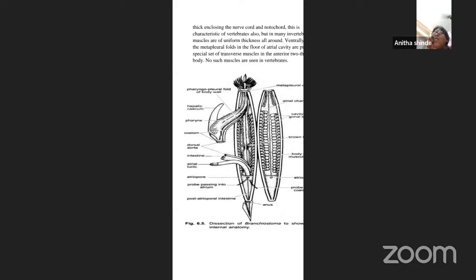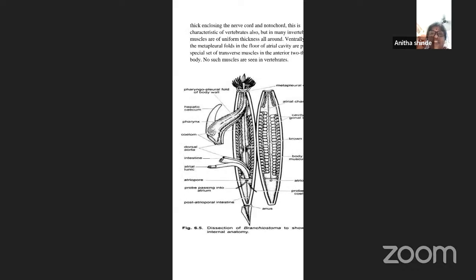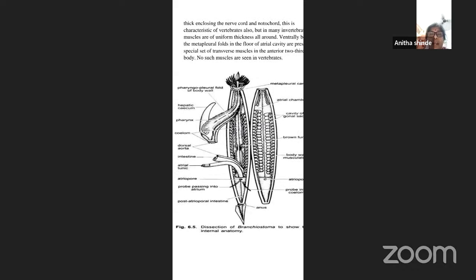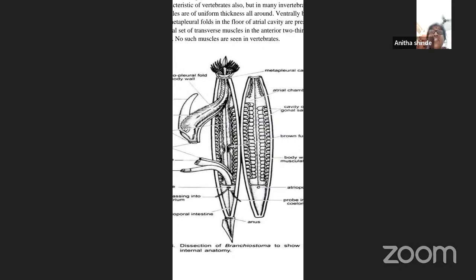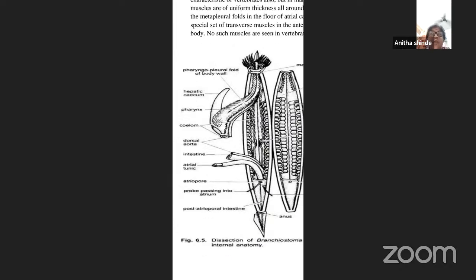You all know protochordates basically have features of both the invertebrates as well as the vertebrates. That is why this particular subphylum has been excluded from the invertebrates and the vertebrates. You all know that. Okay. So this is the branchiostoma showing the internal anatomy. Just now we have seen how it looks.